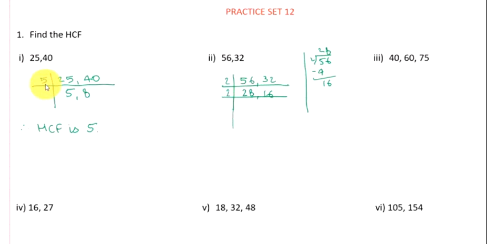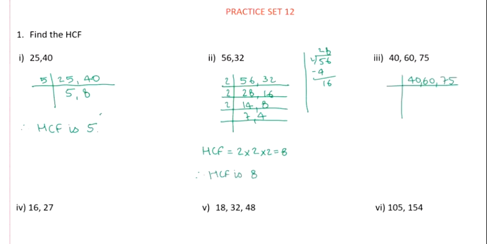2 14s are 28. 2 8s are 16. Divide again by 2. 2 7s are 14. 2 4s are 8. Now the numbers that are left are 7 and 4. And you cannot have any other common factor yet. So we write HCF equal to 2 into 2 into 2, that is 8. So our final answer is 8.